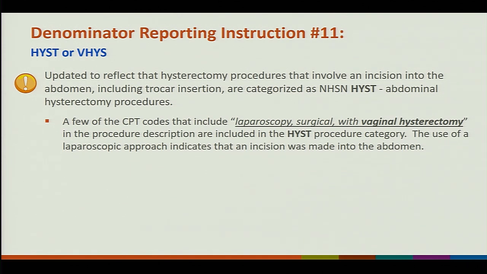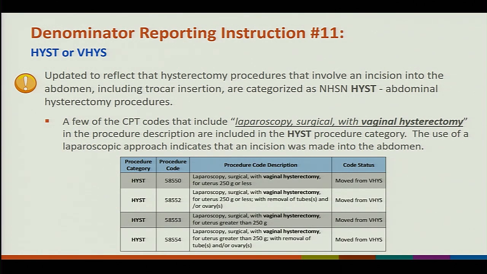The decision was that the use of a laparoscopic approach indicates that an incision was made into the abdomen. Therefore, we put these procedures under the HYST category. And this is just a table showing you what 4 CPT codes are now under the HYST category that were previously VHYST procedures, because they do include a laparoscopic approach. It was difficult to determine how the uterus is detached from its supporting structures based on review of op notes. So we made the decision with NHSN leadership to include hysterectomy procedures with an abdominal incision under the HYST category.